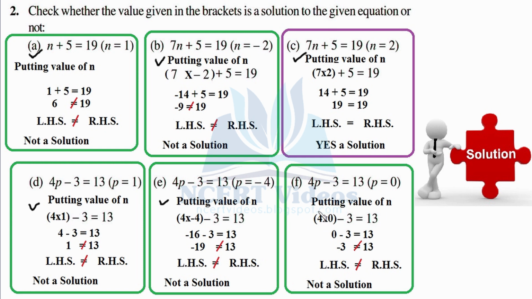Here n is 0. Anything multiplied with 0, 4 into 0 is 0, rest same. Now 0 minus 3 equal 13. Is -3 equal 13? Well, it is no, therefore we cross it. Since left hand side is not equal to right hand side, therefore it is not a solution. That is your second question.